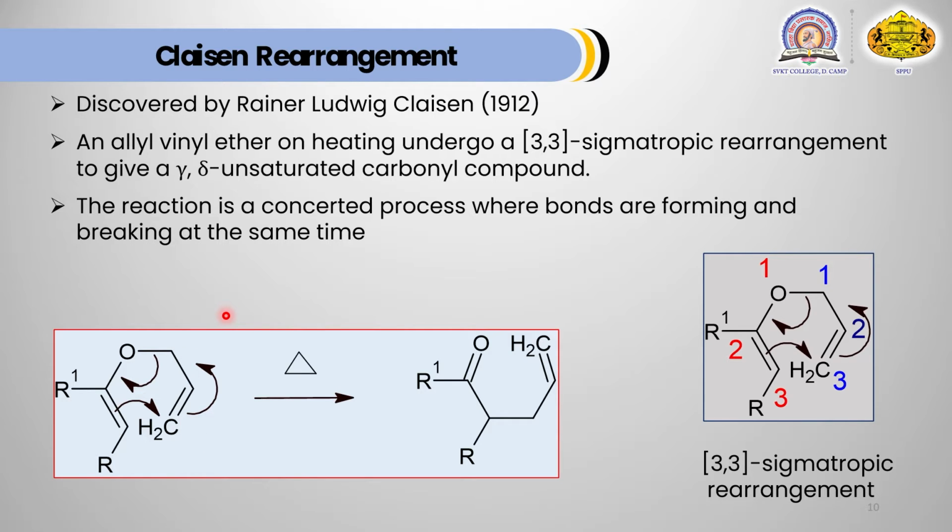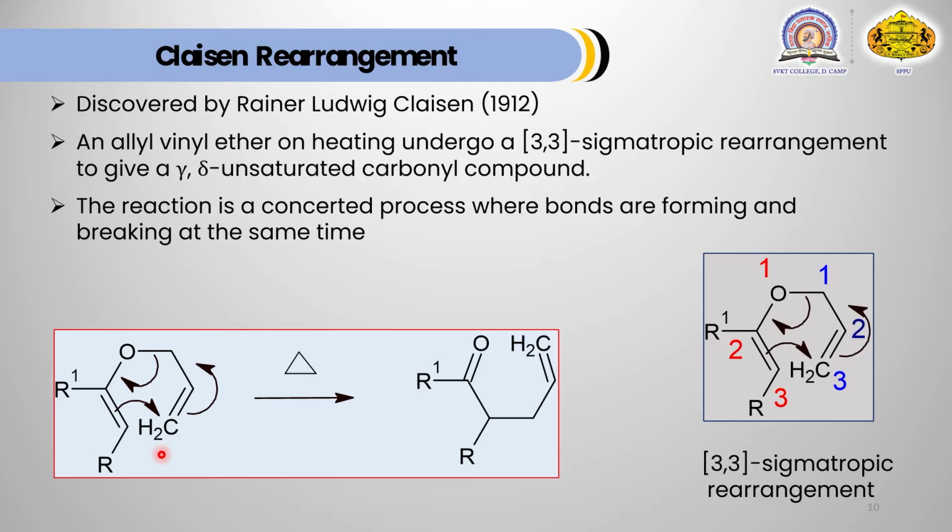The reaction is a concerted process where all bond formation and bond breaking take place simultaneously. Now why is it called a 3,3-sigmatropic rearrangement? Let's see this diagram. If you denote this oxygen as 1, this carbon is second and this carbon is third. From this side, this is 1, 2, 3. There is bond formation between the third carbon from this side and the third carbon of the other side. Hence it is called a 3,3-sigmatropic rearrangement.